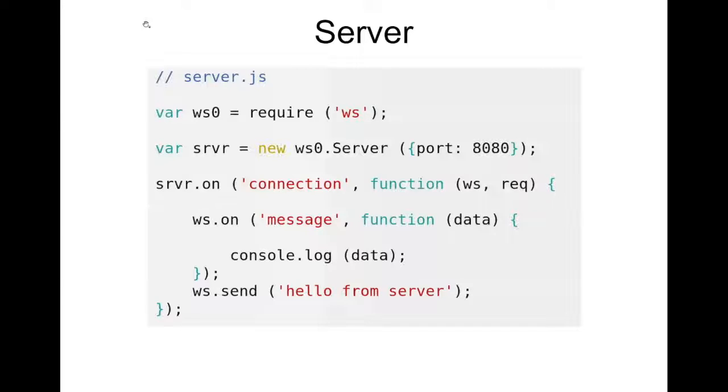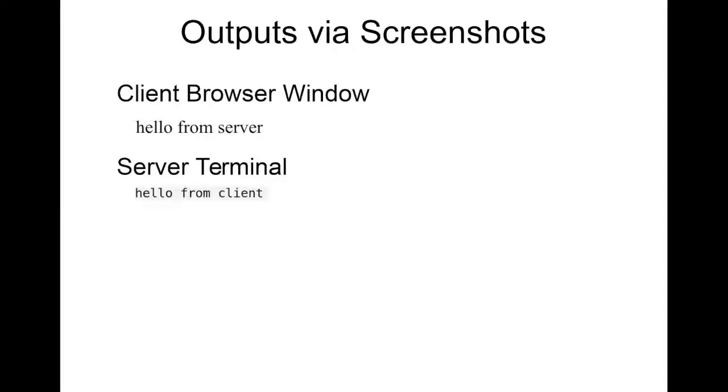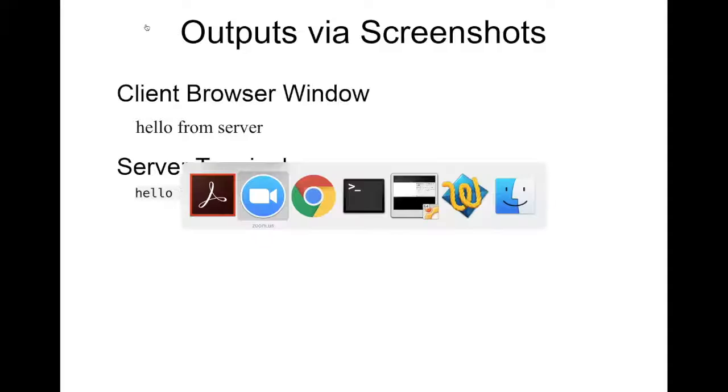The client side looks as simple as this. It's basically going to open a WebSocket, and the protocol is ws:, and then the domain and the port. And then we're going to define our callback for a message that comes in. How do we want to handle that? In this case, we're going to write the data to the body, whatever that is, and then we're going to send a message to the server. So, the result looks something like this. And so, see that in action.